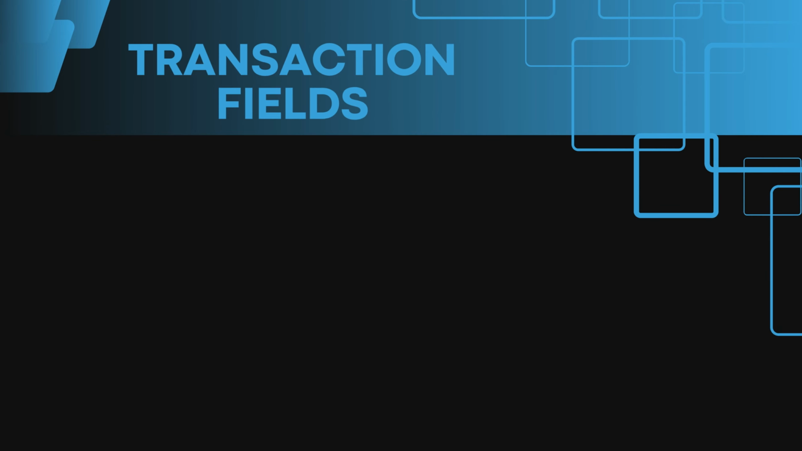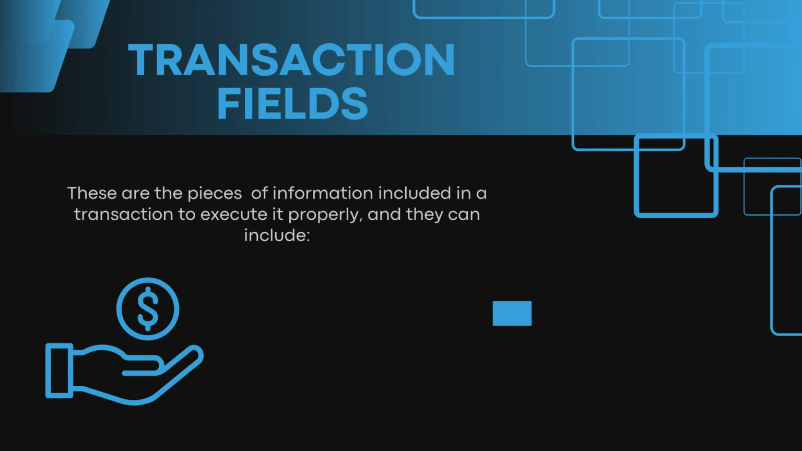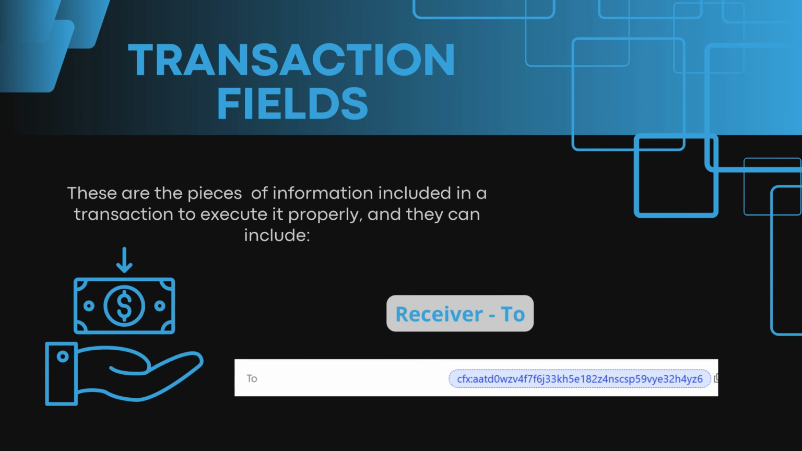Now let's talk about what goes into a transaction, the fields that make it work. First up is who's sending it. This is shown by the from field, which tells the network who's responsible for the transaction and who's going to pay the fees. Then we have what the transaction is actually going to do. The to field tells us who's receiving it. Could be another user or a smart contract that can execute some logic.